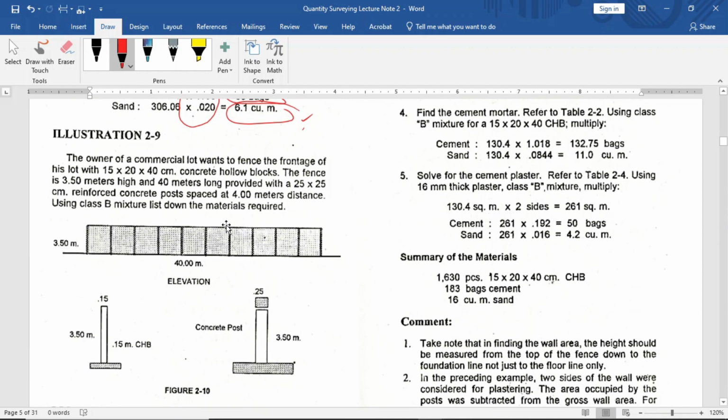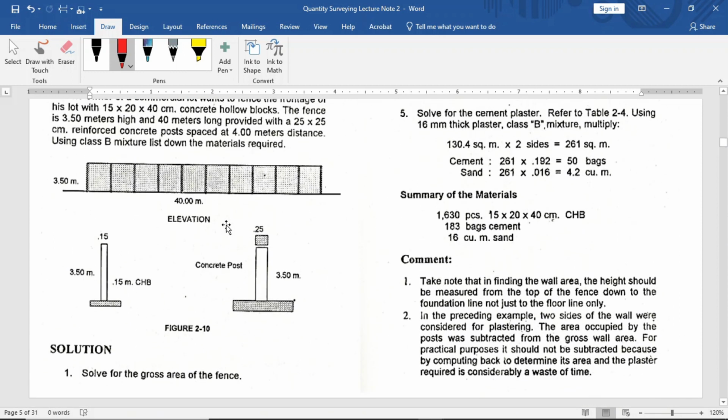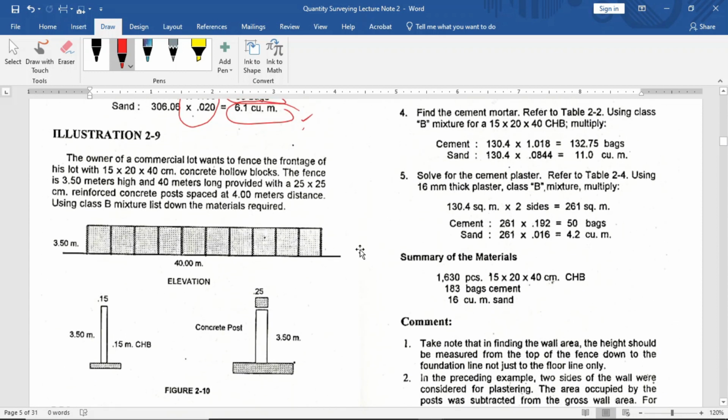So, another example, meron tayong dito: the owner of a commercial lot wants to fence the frontage of his lot with 15 by 20 by 40 cm concrete hollow blocks. The fence is 3.5 meters high and 40 meters long, provided with 25 by 25 centimeter reinforced concrete posts spaced at 4 meters distance. Using Class B, list down the materials required.